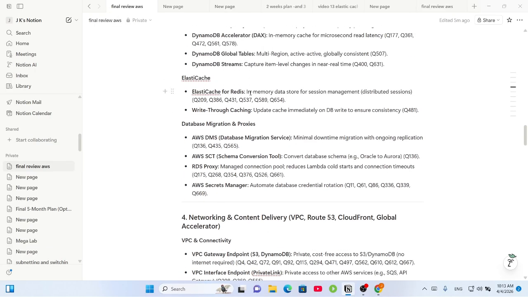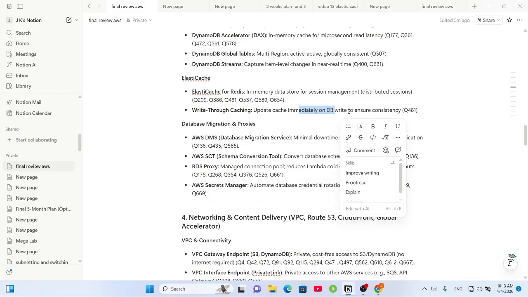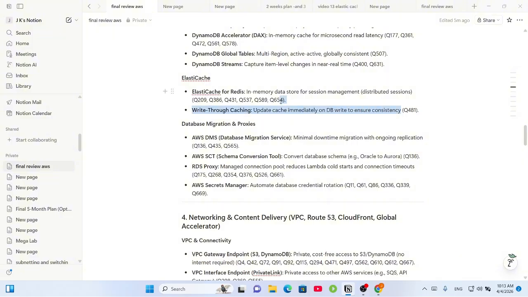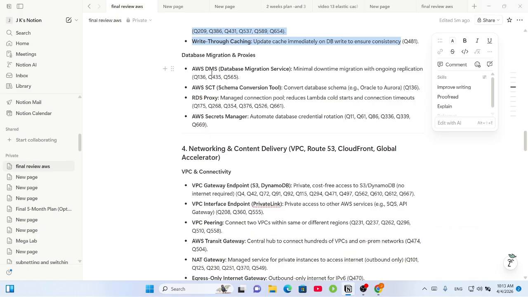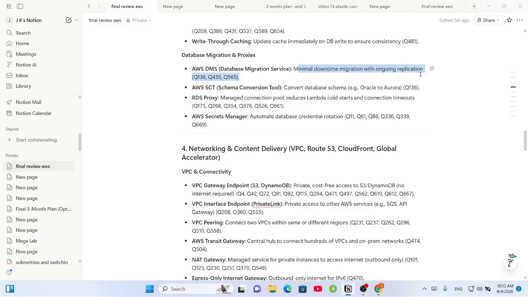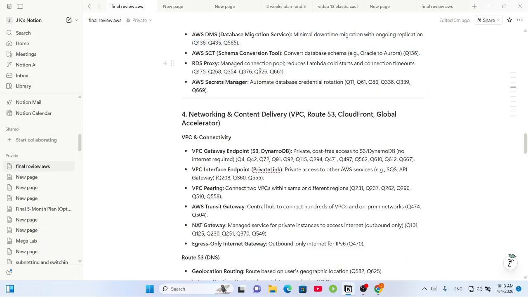ElastiCache, we said this is for Redis, an in-memory data store for session management, distributed sessions. Write-through caching updates the cache immediately on DB writes to ensure consistency. So we have database migration also. We have AWS Database Migration Service, minimal downtime migration with ongoing replication. We have AWS SCT, which converts database schema. RDS Proxy is managed connection pooling that reduces Lambda cold start and connection timeouts. AWS Secrets Manager automates database credential rotation.